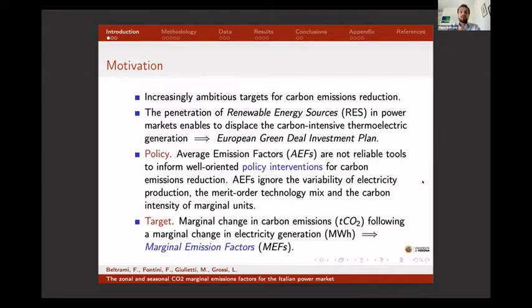And crucially, the marginal units are the first that potentially are exposed to marginal policy interventions that try to stimulate the production from renewables, for instance. Therefore, what we need to focus on, and it is the object of the paper, is the study of marginal emission factors, so the average carbon content of marginal units of production.